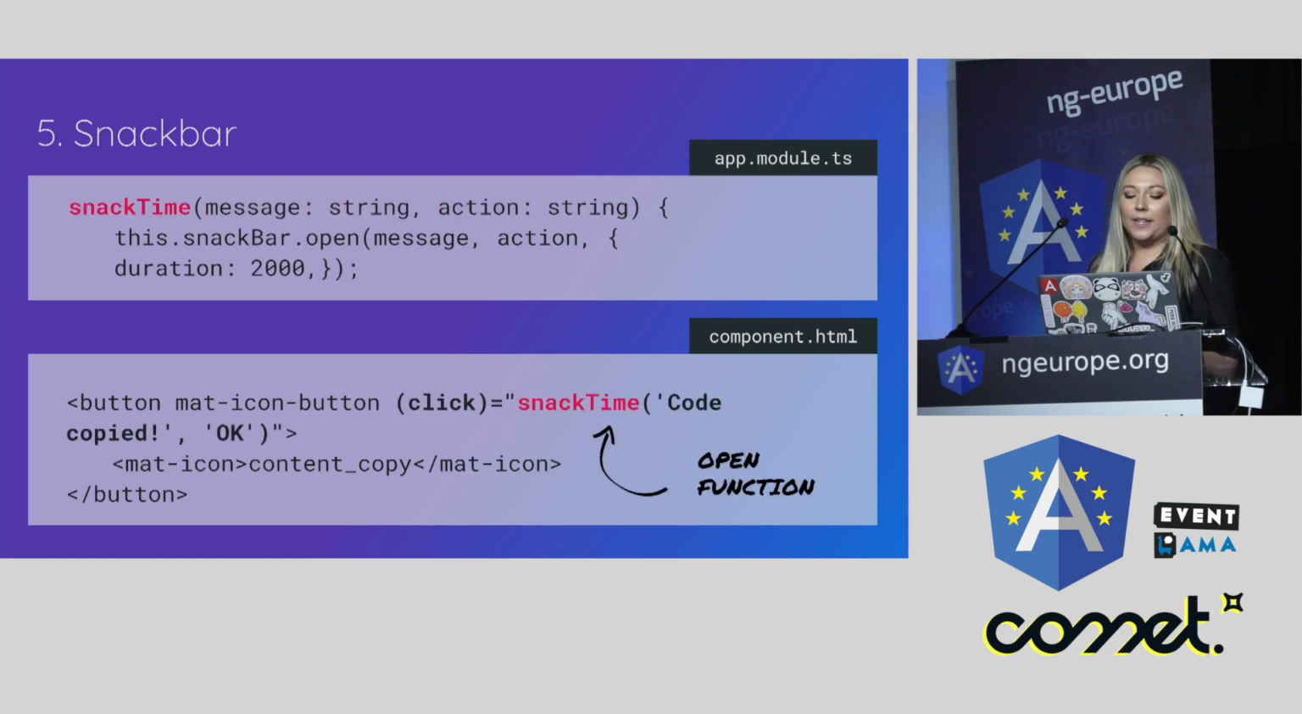And then to use it in your template, you just, again, add a click event to the button or whatever you want to cause that snack bar to appear, and you pass in the message and that action text that you want for the user to click on.